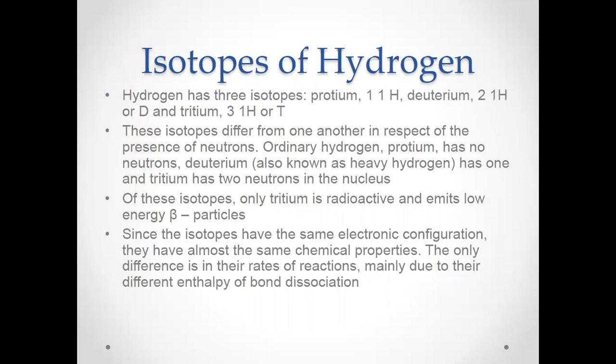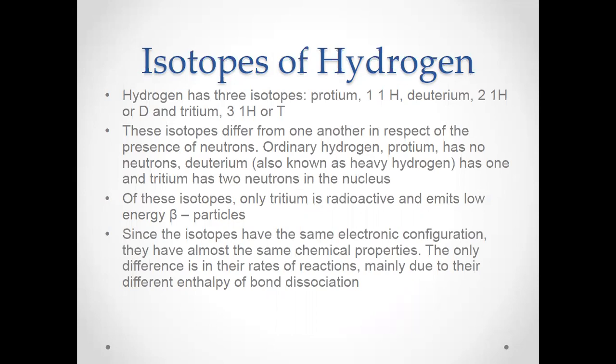Let's just talk about the existence of hydrogen. Hydrogen exists in three isotopic forms. First is protium, second is deuterium, and third is tritium. These isotopes differ from one another in respect to the presence of neutrons. Ordinary hydrogen, protium, has no neutrons. This is the single element in the entire periodic table which does not possess any neutron.